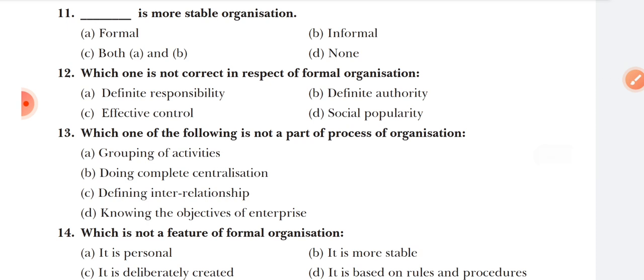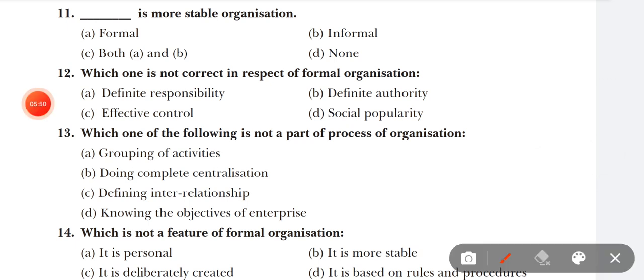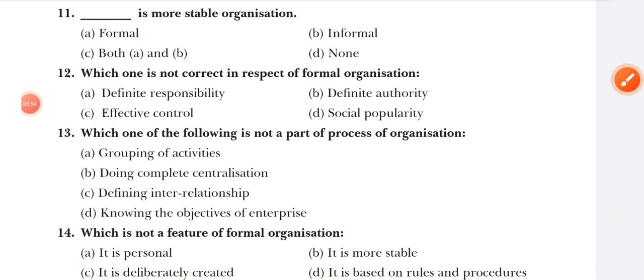Now question 14. Which is not a feature of formal organization? A. It is personal. B. It is more stable. C. It is deliberately created. Or D. It is based on rule and procedure. And the correct option of this question is option A. It is personal.